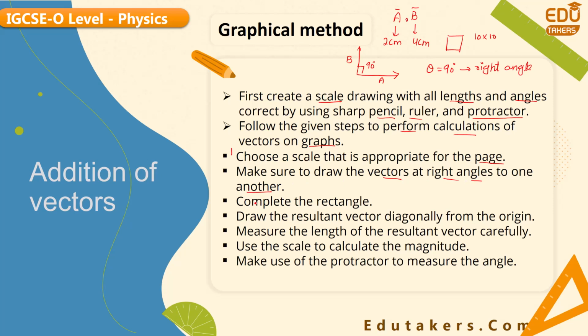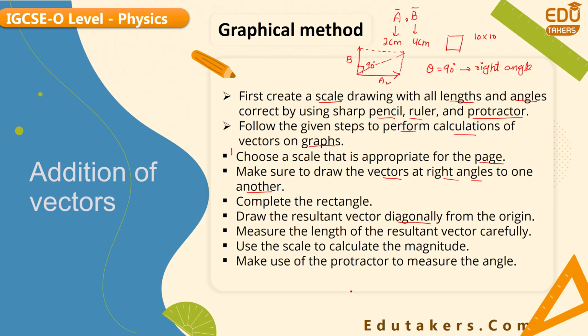Then you need to complete the rectangle. Draw the resultant vector diagonally from the origin. So you need to complete this rectangle first of all. Make the projection of vector A here and of B on the other side. This is a complete rectangle. Now you have to draw the diagonal line. This is the diagonal line. It would be the resultant vector in this case.